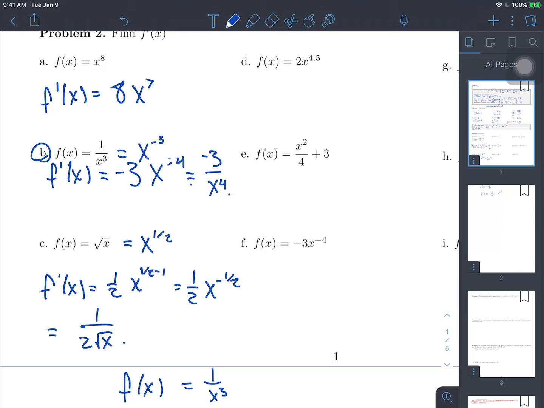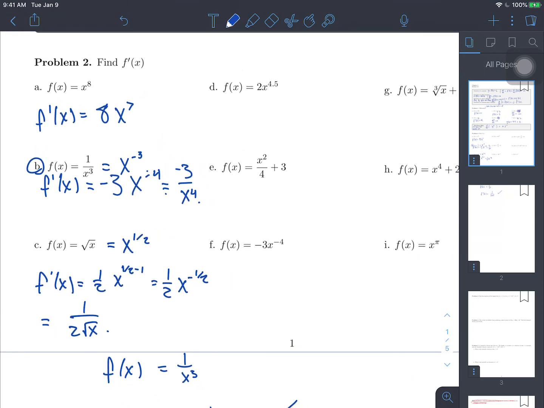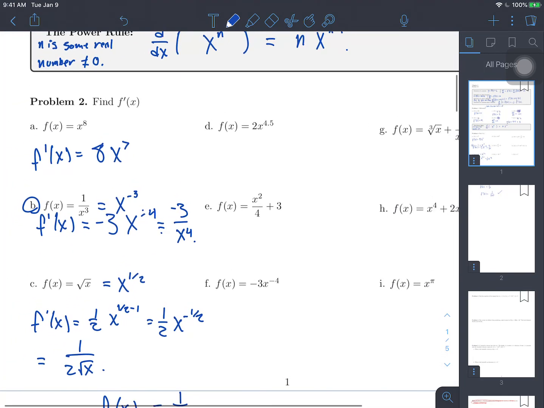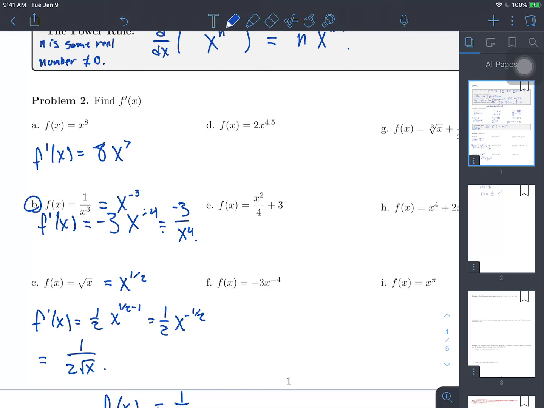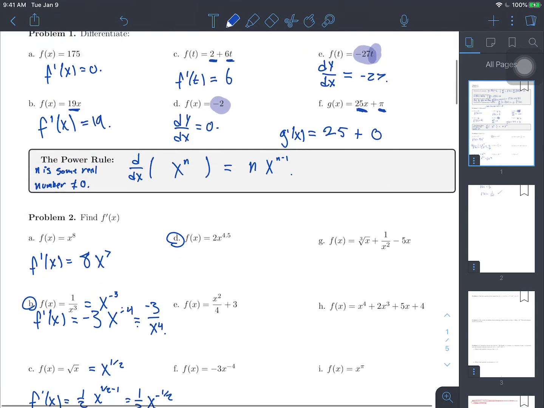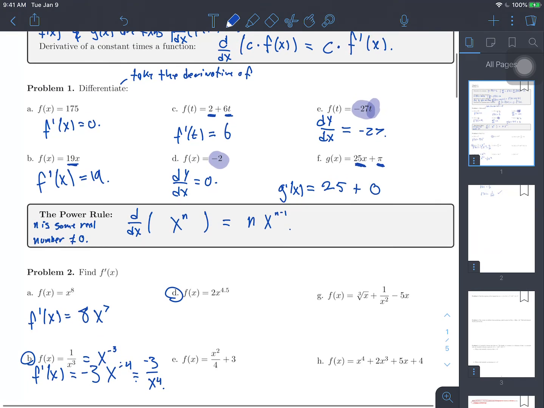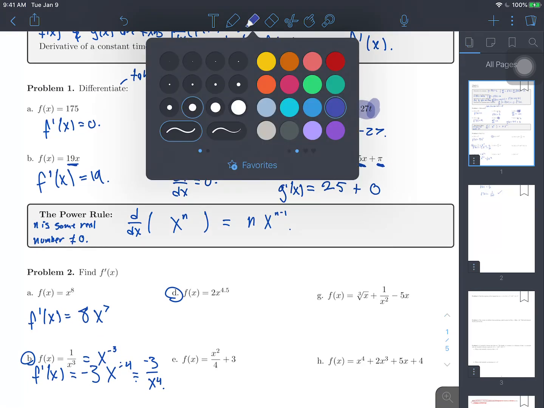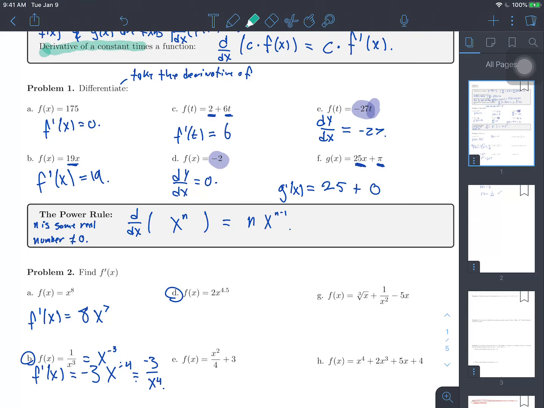Alright, so step 1, rewrite in a rule-friendly fashion, then apply the rules. Finally, for part D, we're going to get to use this rule about the derivative of a constant times a function.